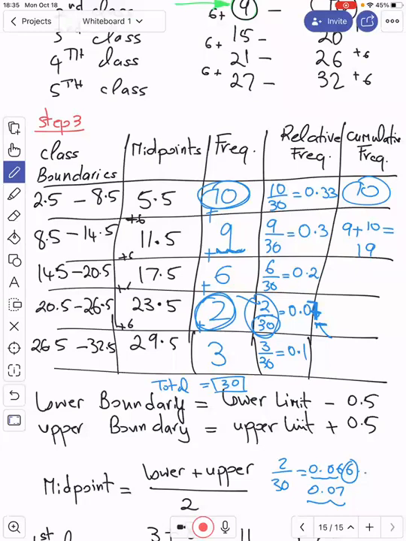For the third class, first you start with the frequency of the third class, which is 6, plus the frequencies of the previous classes. The second class had 9, and the first class had 10. So the total is 25.